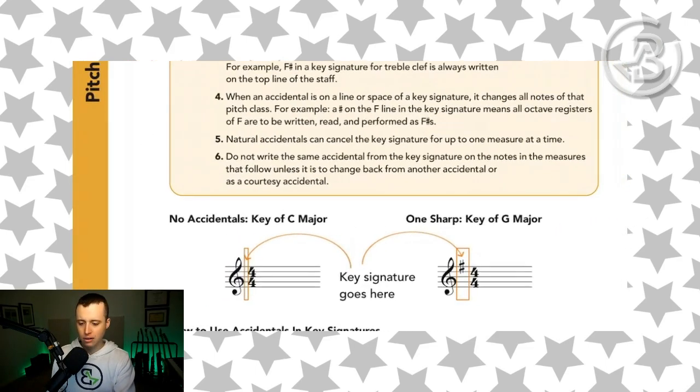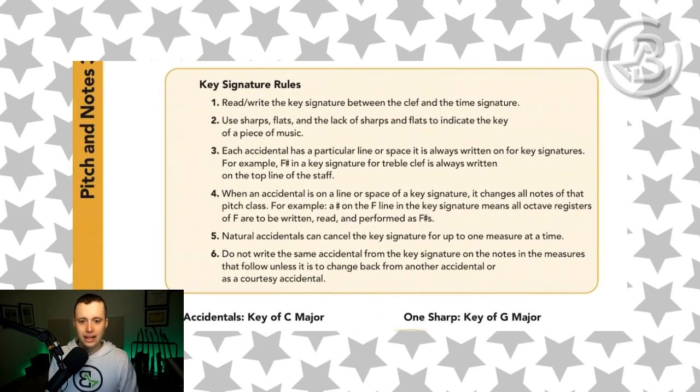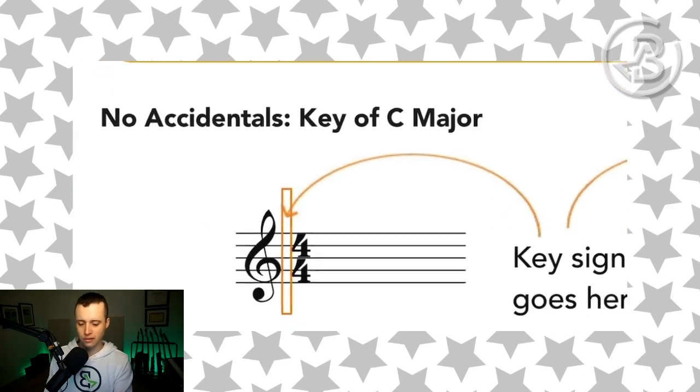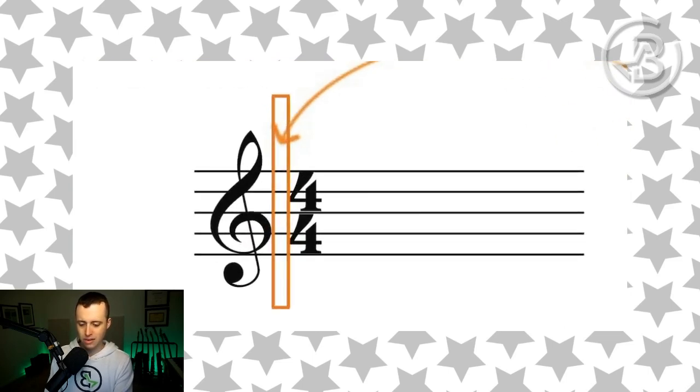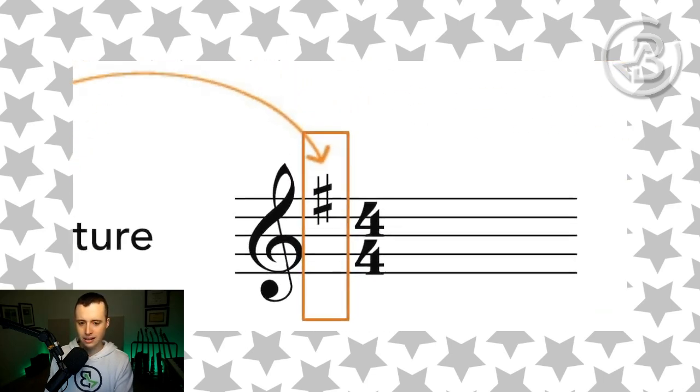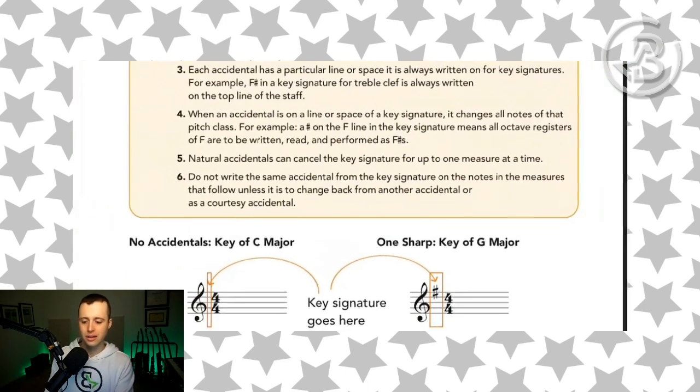So let's talk about our key signature rules. Number one, you're going to read and write the key signature between the clef and the time signature. I'll call it key sig for short. We can see for C major, because there's no sharps and no flats, it's just blank. And for the key of G major, because there is one sharp, F sharp, that F sharp goes between the treble clef and the time signature.